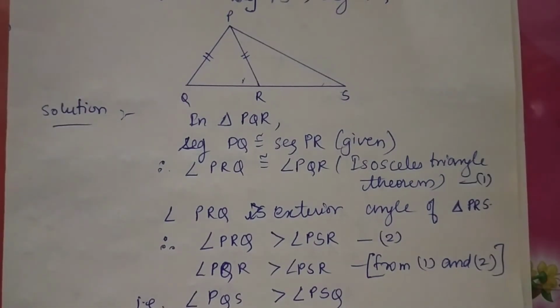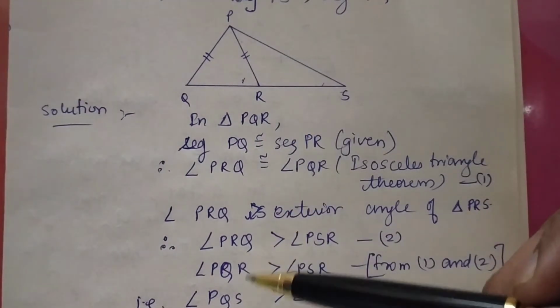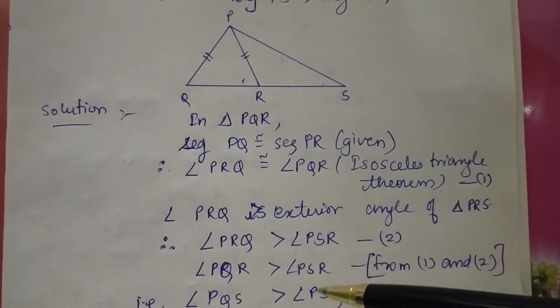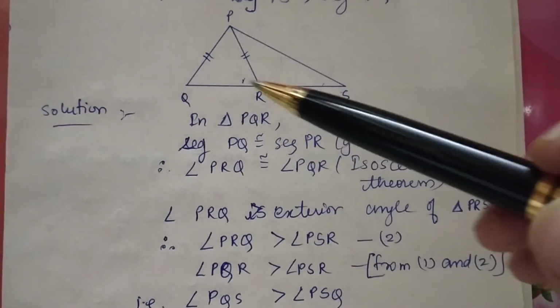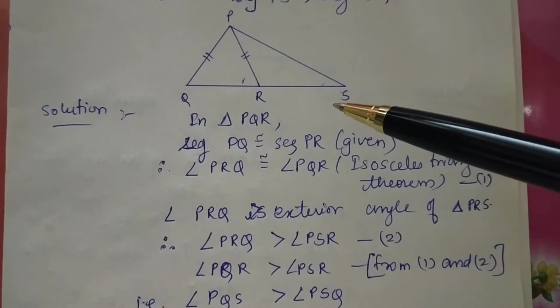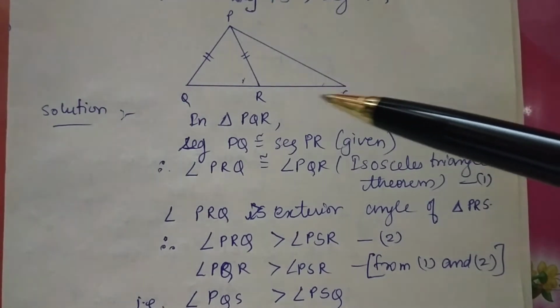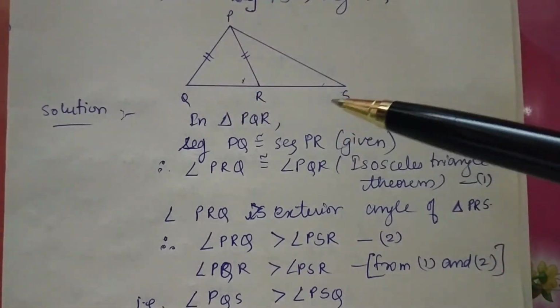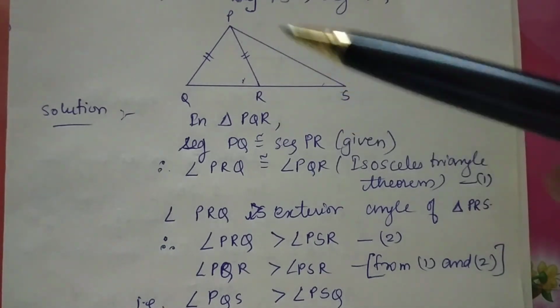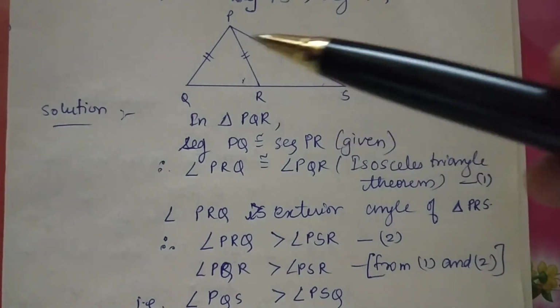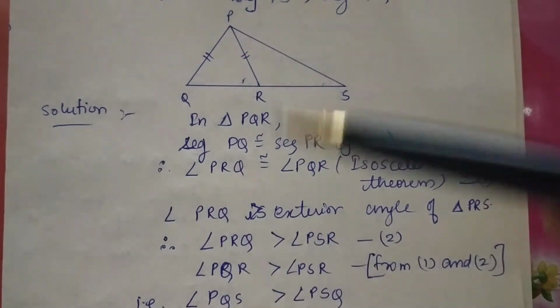So I just renamed it. PQR I wrote as PQS and PSR I wrote as PSQ. So since PQS is greater than PSQ, can I say PQS is greater? So the side opposite to PQS is PS. Yes. So the next step, for PQS I'll write down PS is greater than.